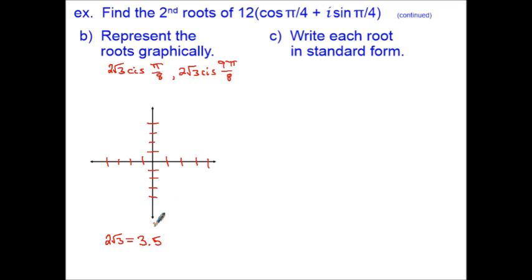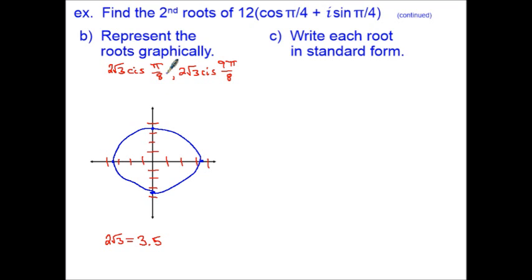The pi over 8 and 9 pi over 8 are basically just angle measures, and I can think of a circle of radius roughly 3.5. I'll change colors for effect here. 3.5 is there, there, there, and there. These aren't very evenly spaced, but I will do my best to draw something that looks vaguely like a circle. Wow, that was bad. But if you use your imagination, it's kind of a circle. Not quite, but anyway. So there's a circle of radius 2 root 3.